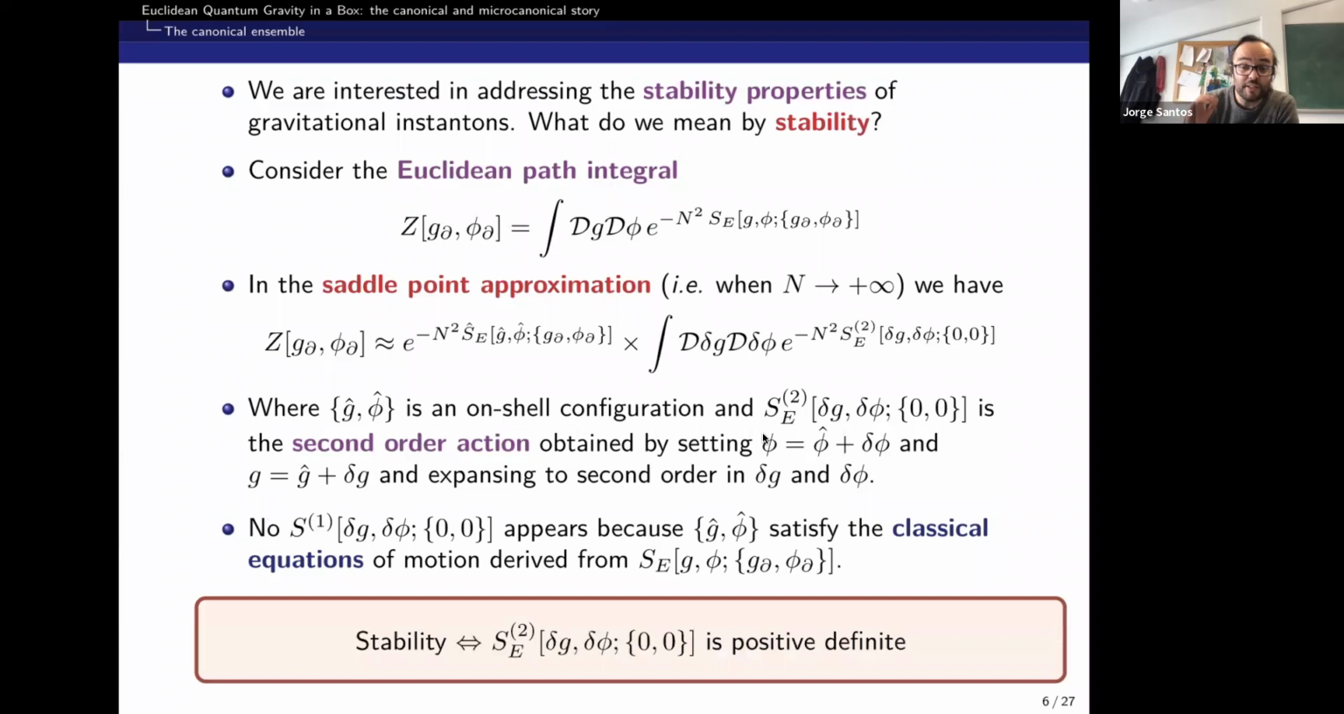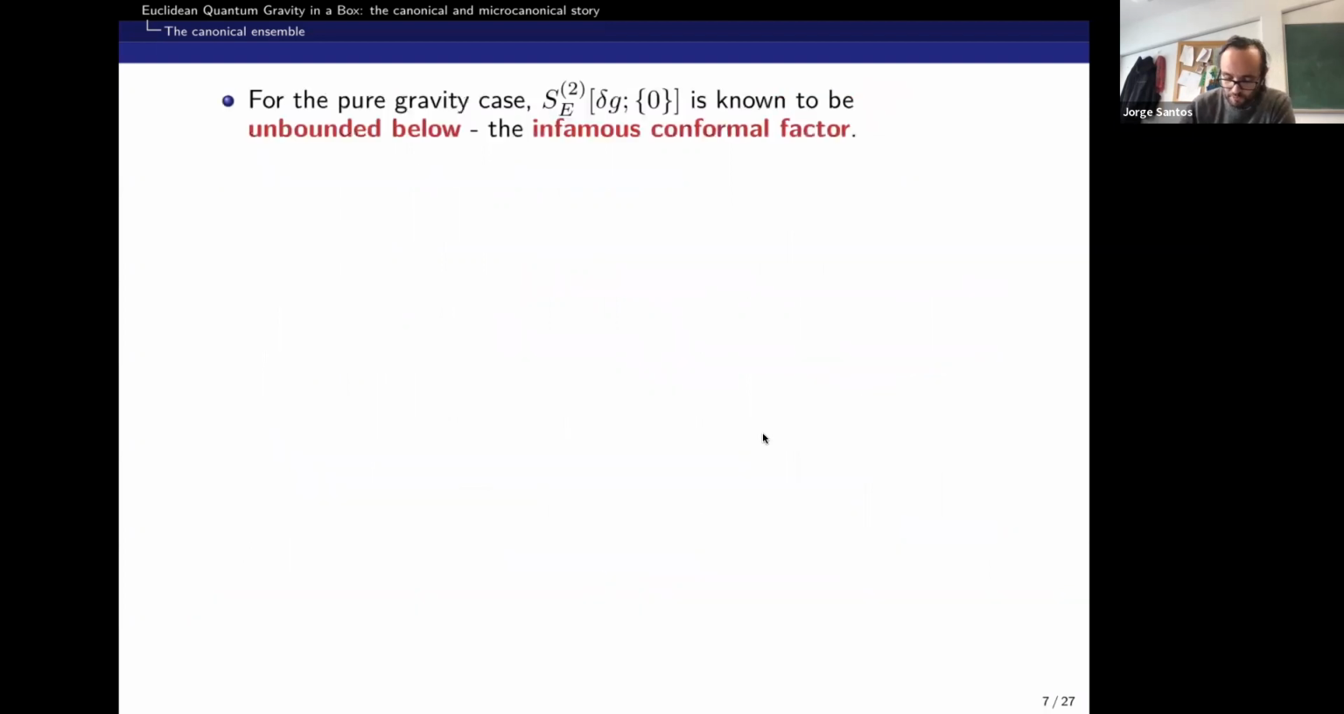So to put it very clearly, stability means that we want this object here, this second order action, to be positive definite. Okay, so such that this integral here converges. All right, so that's what we mean by stability in the Euclidean sense. Is everybody happy with this? All right. But again, for the usual just Einstein-Hilbert action, this does not work.